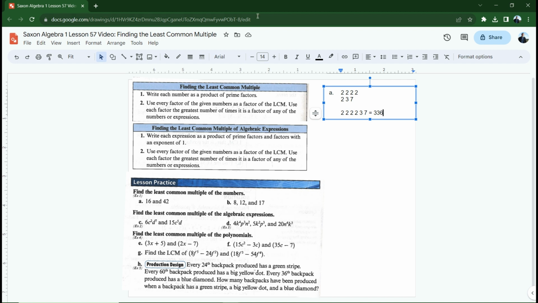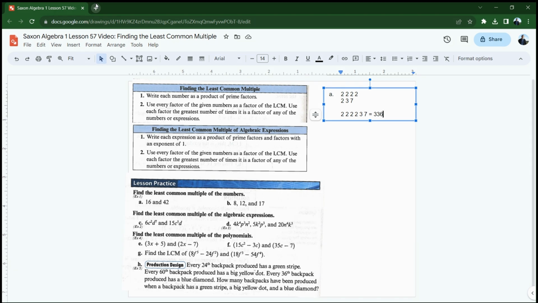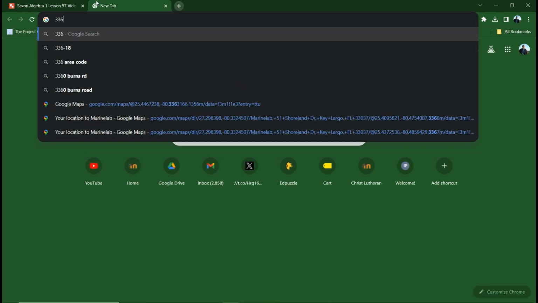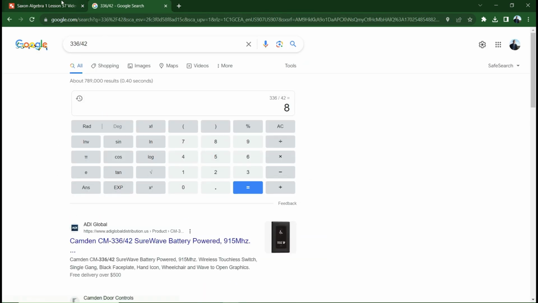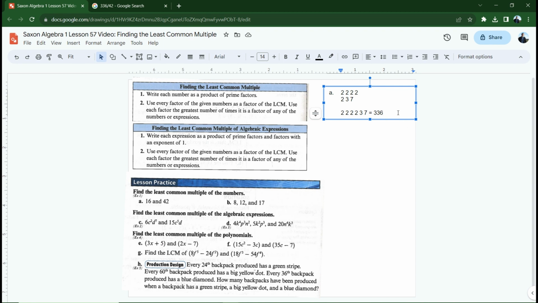Hey, let's just double check our answer. You could do this using a calculator. I'm going to do this using Google Calculator. So it's 336. I'm just going to make sure 336 divides by 16. Yep. And does 336 divide by 42? Yep. There we go. So that is my least common multiple. Let's do the next one.